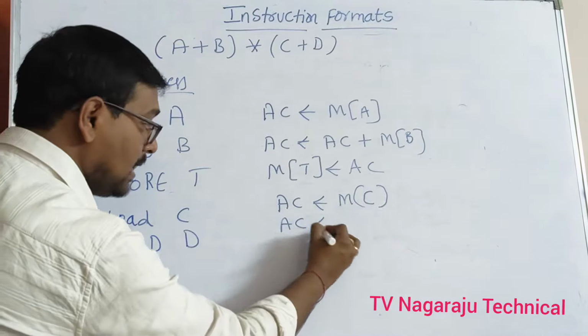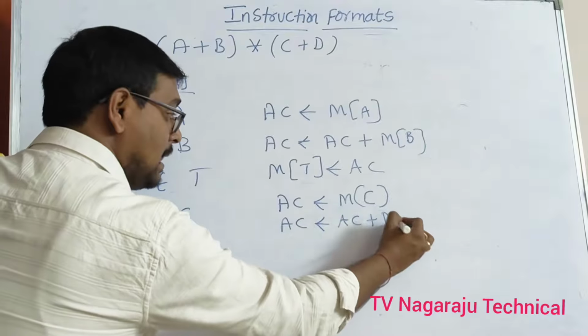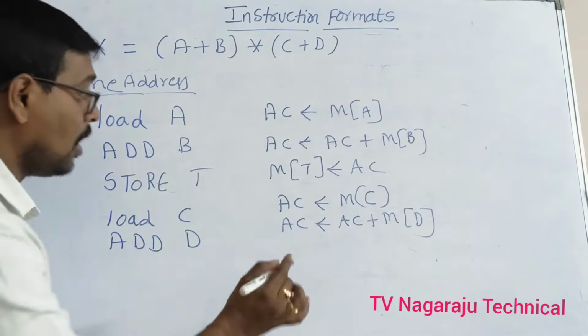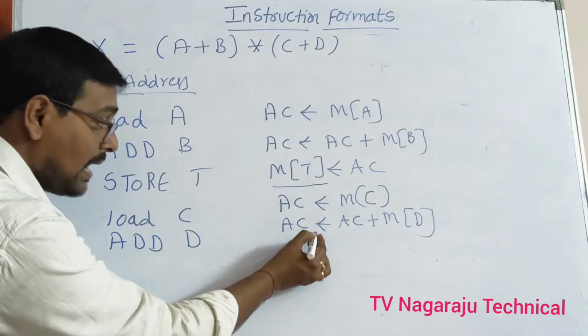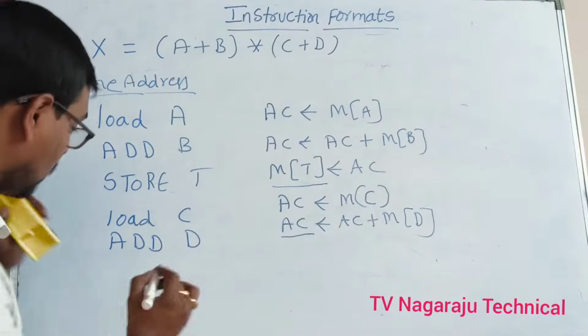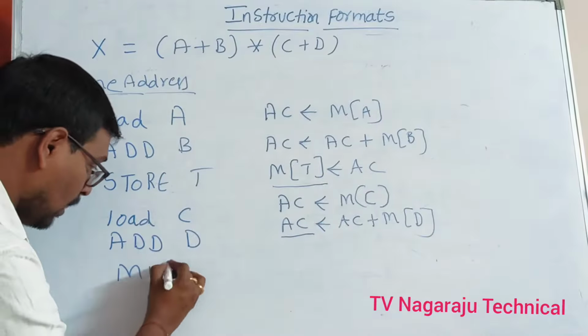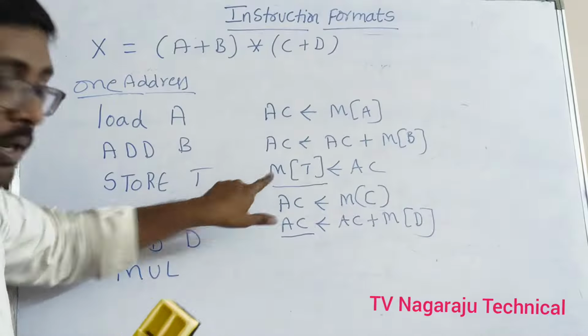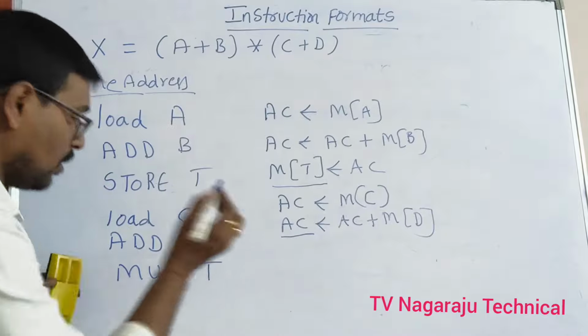What happened? AC tends to AC plus M of D. Now this addition is also performed. One result is here, another result is here. Now what you need to do? Multiplication. So MUL, which one are you writing? Only one. AC or M of T? You are writing T only.